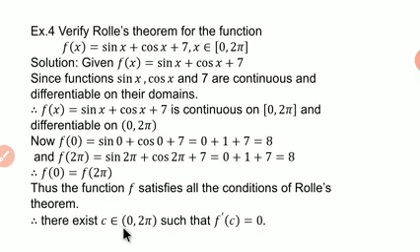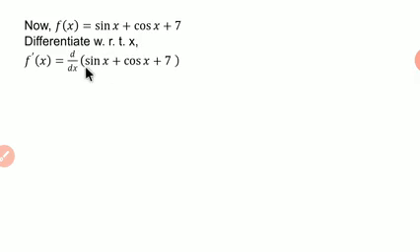And therefore there exists c belongs to open interval 0 to 2 pi such that f dash of c is equal to 0. So first of all our aim is to find derivative of function f of x. Now since f of x is equal to sin x plus cos x plus 7, therefore f dash of x is obtained by differentiating with respect to x. So we get f dash of x is equal to d by dx of sin x plus cos x plus 7. After taking the derivative, we get it is equal to cos x minus sin x, because derivative of cos x is minus sin x.